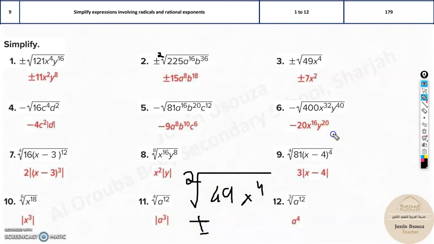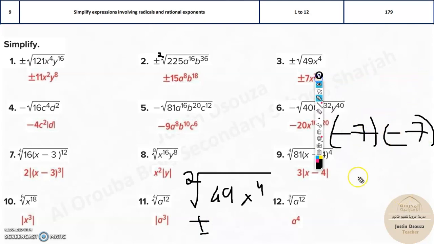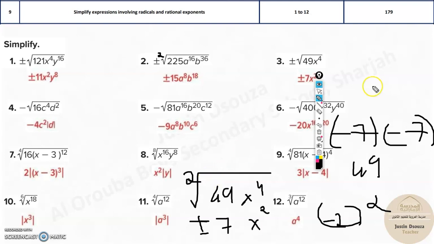Even if it is minus, when you multiply it twice, you know what's going to happen? Minus 7 times minus 7 is positive 49. So that is why we write plus or minus 7, because 7 times 7 is 49, and even negative 7 times negative 7 becomes positive 49. And this x to the power 4 becomes x to the power 2. So if I take any number for x, say minus 2, it'll become whole square. That's a positive number. So this is the correct solution.